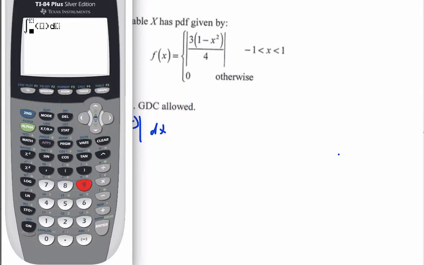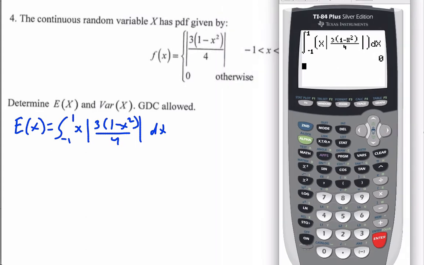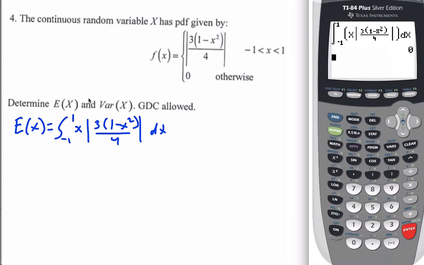Okay, so math 9, and we got -1 to 1 of x times the absolute value, which is over here, of 3 times 1 minus x squared over 4, and dx, of course. And we get 0. Okay, so I guess it's a symmetric distribution, just like the normal distribution, I suppose.